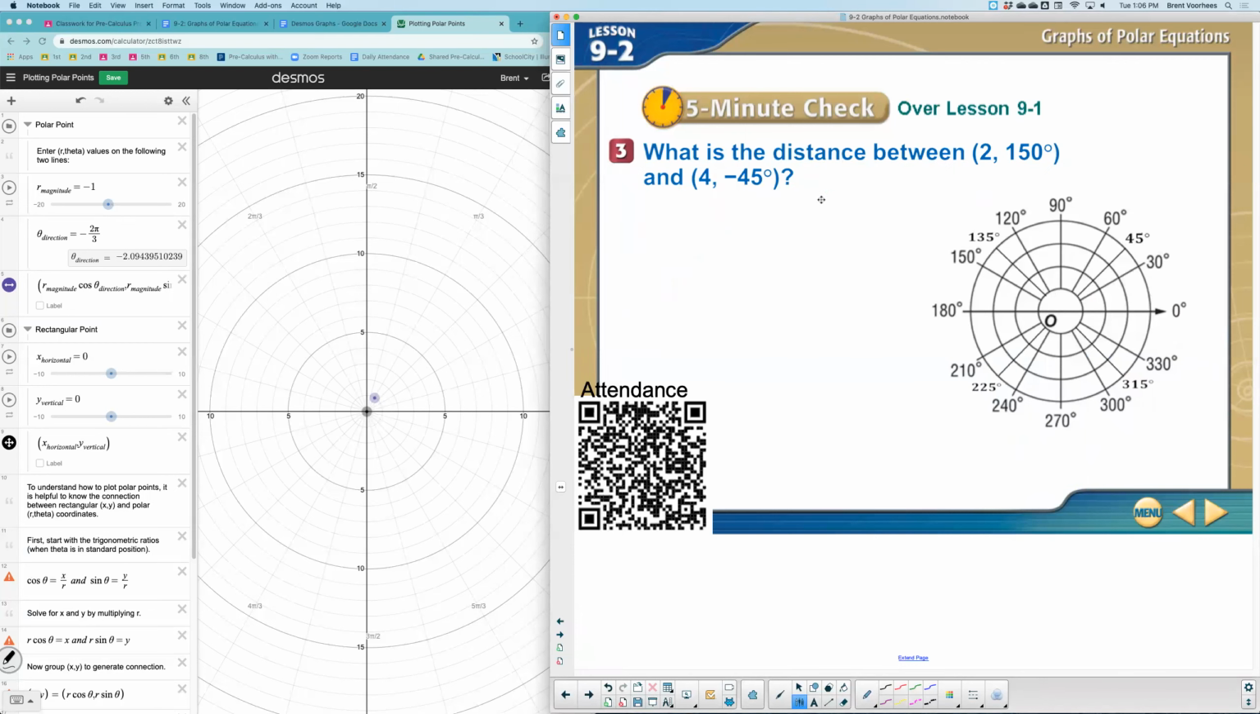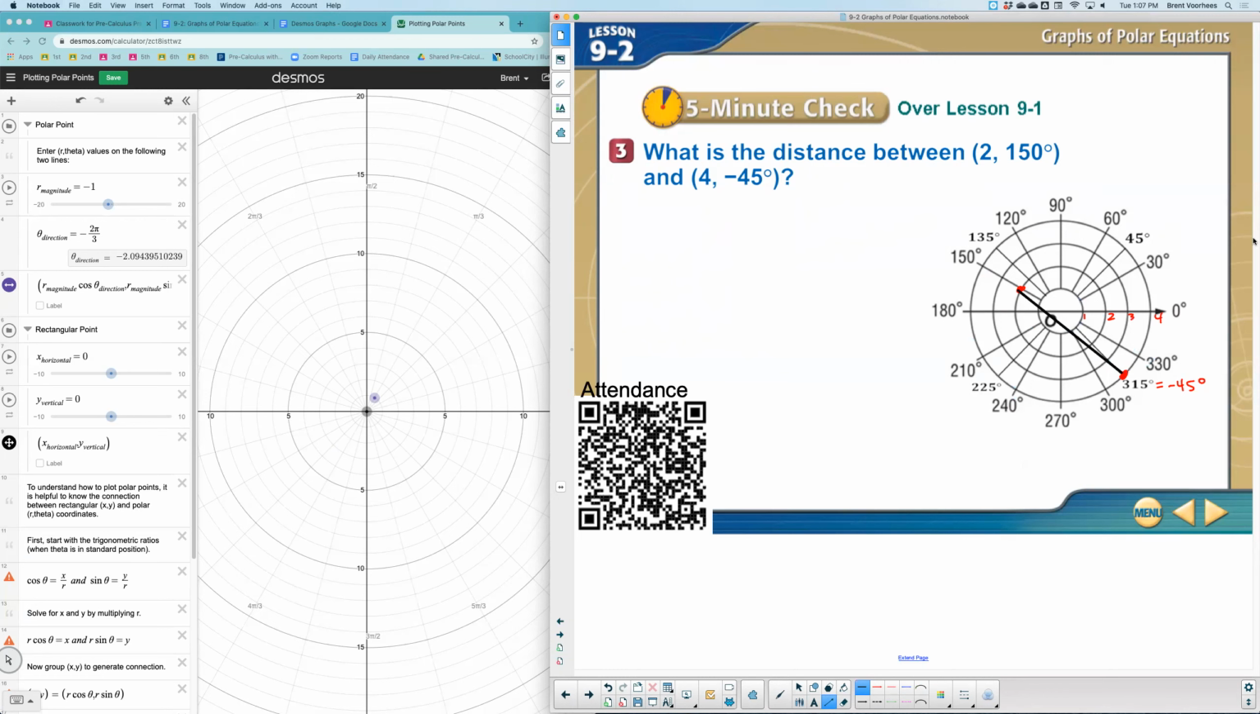What is the distance between these 2 points? The first is 2 at 150 degrees, so on the second circle, at 150 degrees on the pole. It's a circle with a radius of 2. We have this point here. And the second is 4 at negative 45 degrees. Here's 45 if you're going positive, but we're going negative 45 degrees, which would mean it would go down here at 315. That is equivalent to negative 45 degrees. And this point is located on the circle with a radius of 4. So we want to know the distance between these 2 points, from here to there.